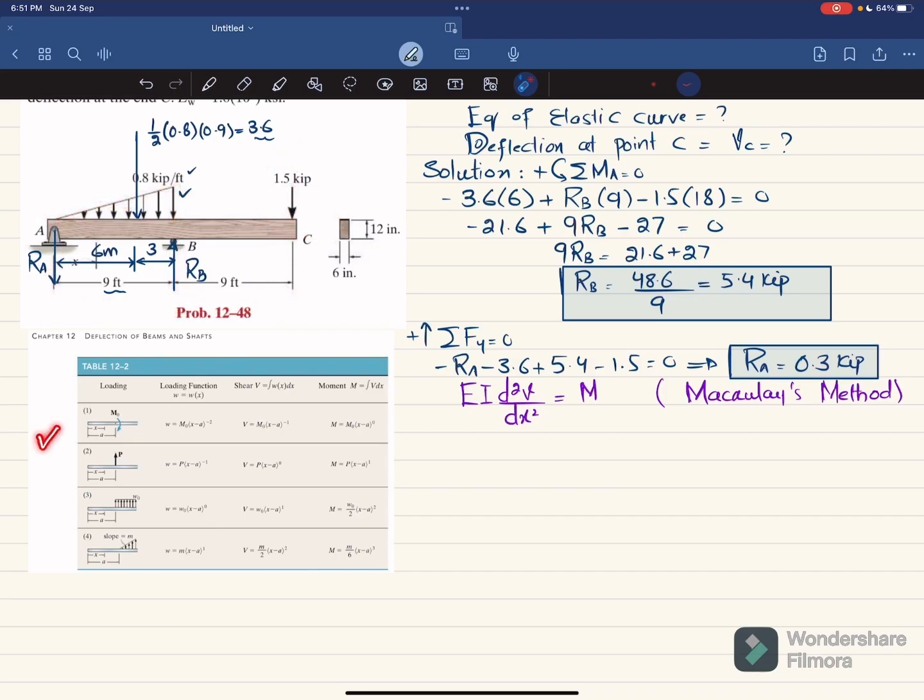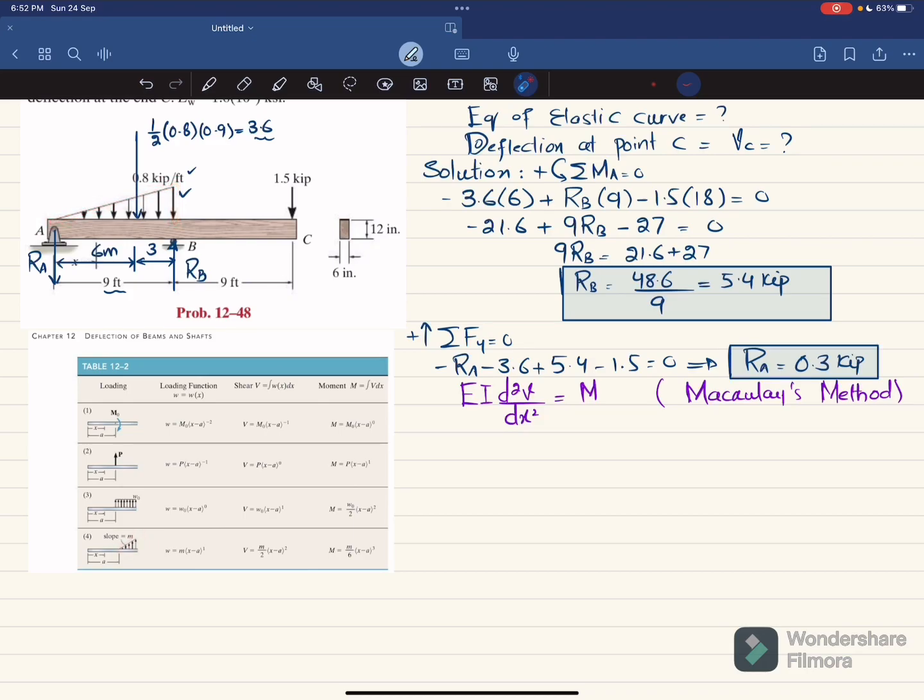Also the loading is shown in the table. For point load we will use the moment equation, this one, and for the triangular load we will use this equation. If you look at number 4, this triangular load starts from anywhere but goes till the end, and here this load starts from A till B.